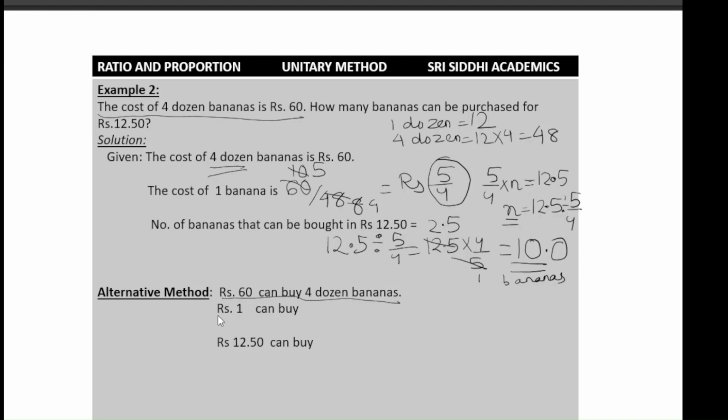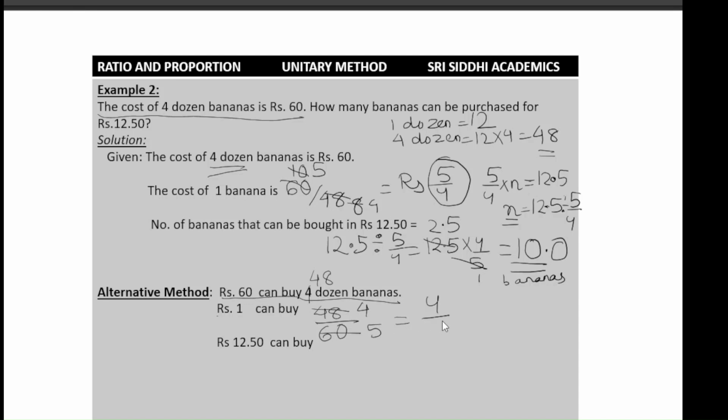So I am trying to find out how many bananas can rupee 1 buy. I already know rupee 1 cannot buy even, I mean, it's clear that it cannot buy even one whole banana, but still let me know what fraction of a banana can rupee 1 buy. So for that I will divide this. 4 dozen is equal to 48 bananas. We just calculated that in the previous method. So 48 divided by 60 rupees will give me how many bananas I can buy with rupee 1. 12 fours are 48, 12 fives are 60.